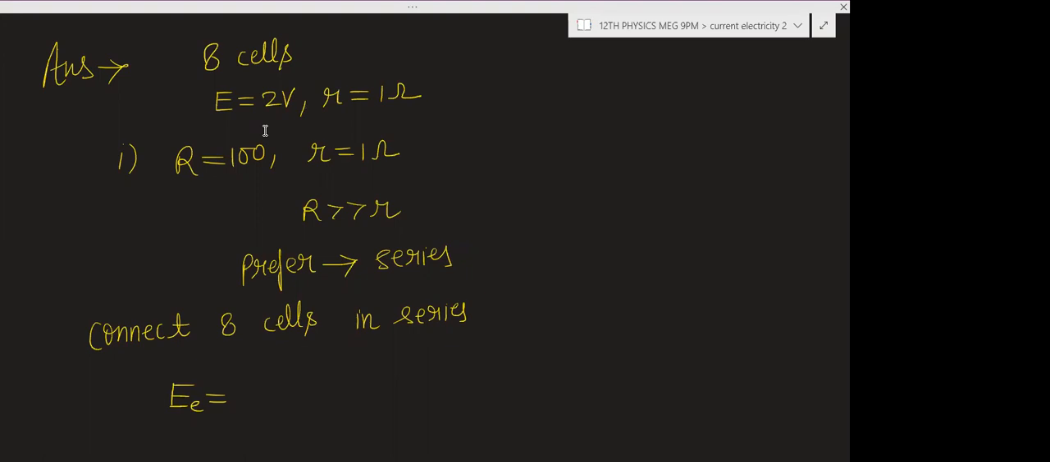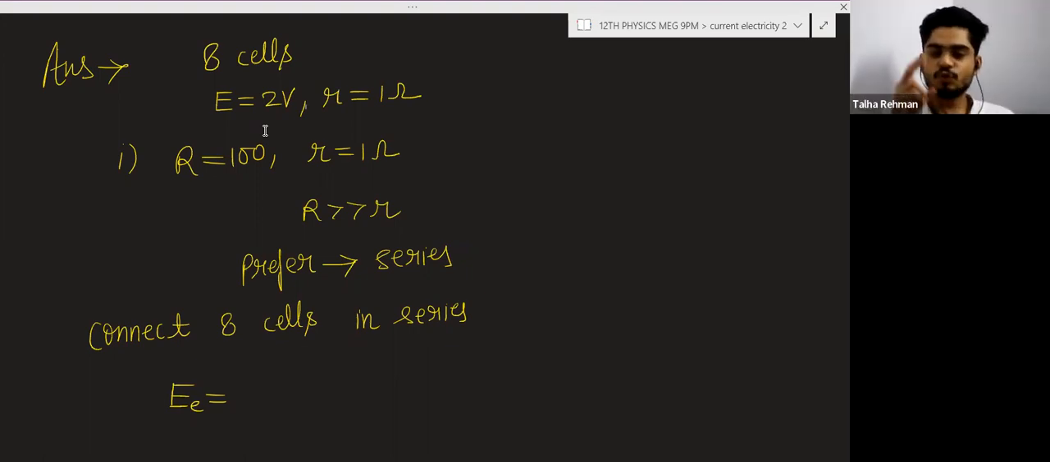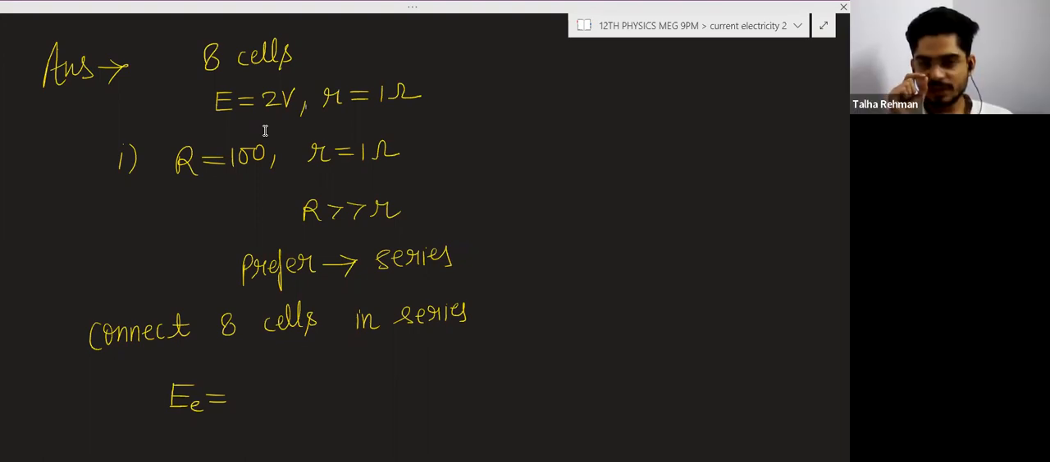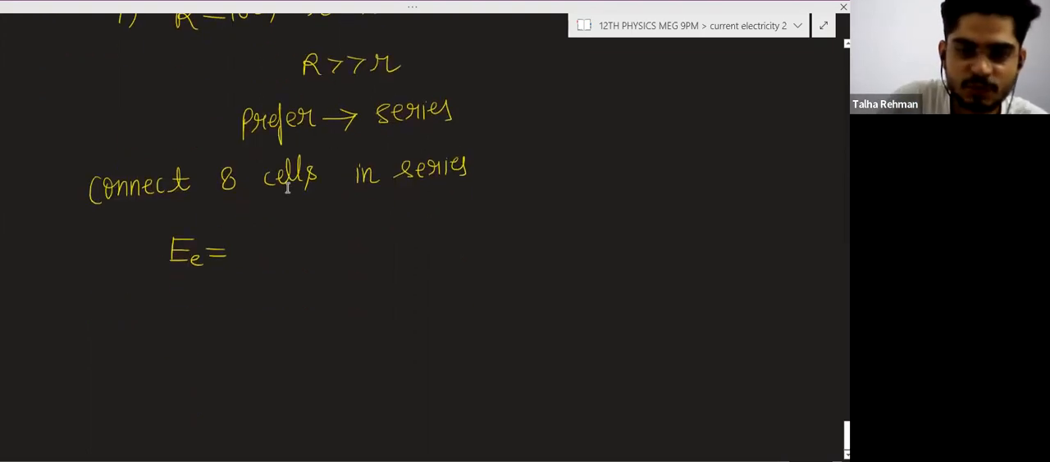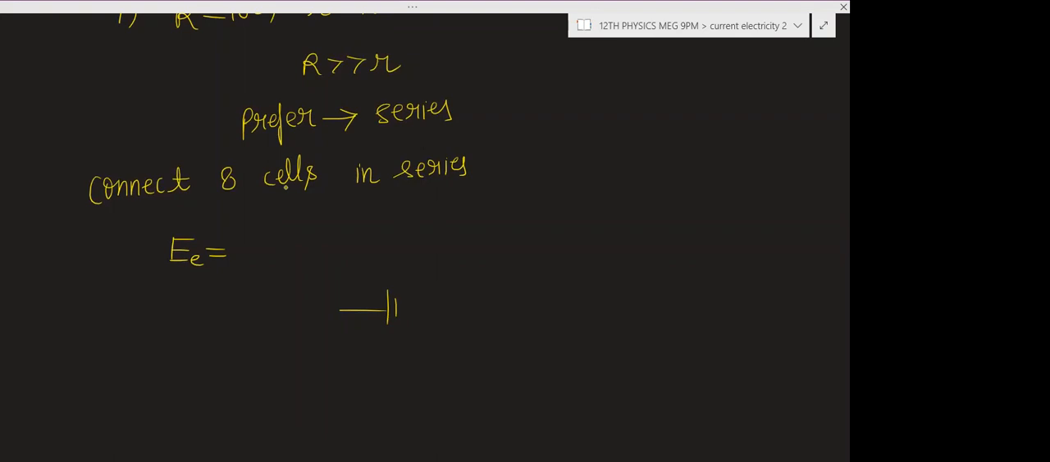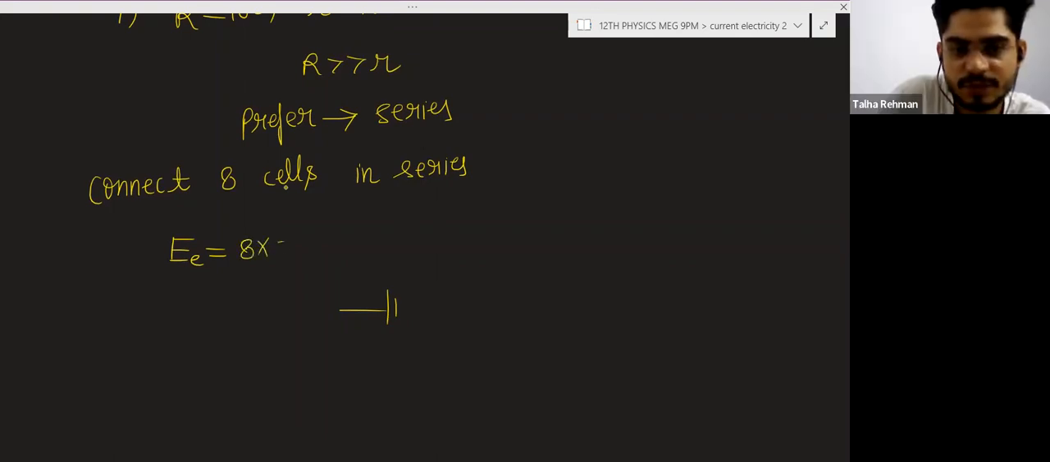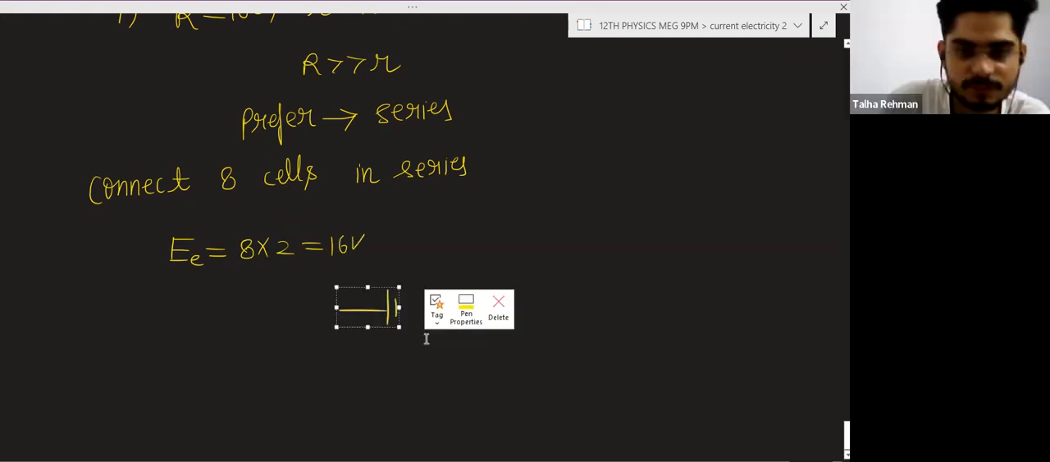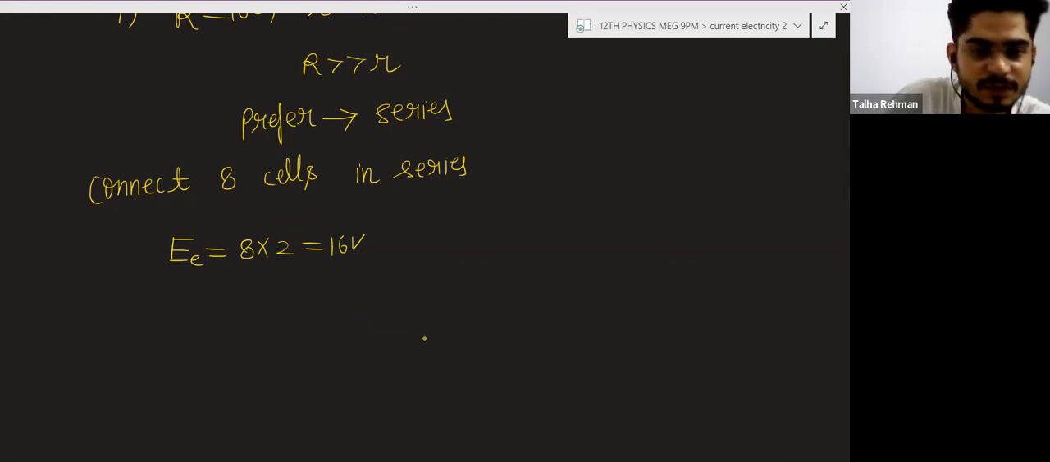I am saying that you have 8 cells, and each cell has 2 volt EMF, and you are connecting those 8 cells in series. What is the equivalent EMF? You have 8 into 2. Very good, 8 into 2 means this will become 16 volt. Now can we find the current?